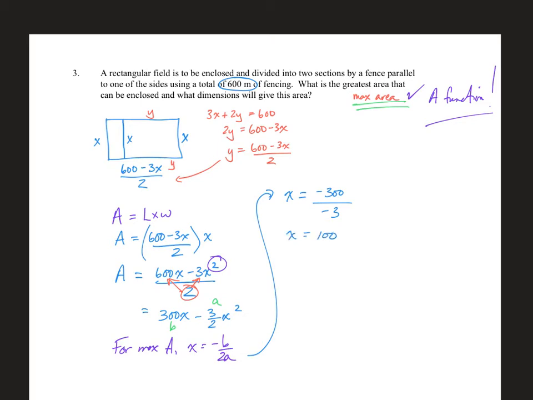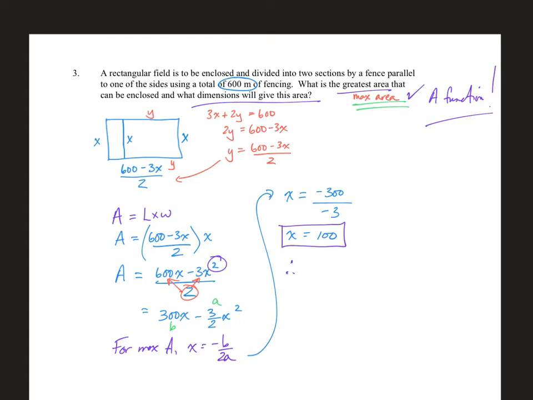x value of 100. Okay, here's where we're going to differ, and here's where we're going to kind of take different routes through. We now know the x value that creates the greatest area. But we need to answer the question, what is the greatest area, and what dimensions give the area? So maybe right now we go through and we find the dimensions.